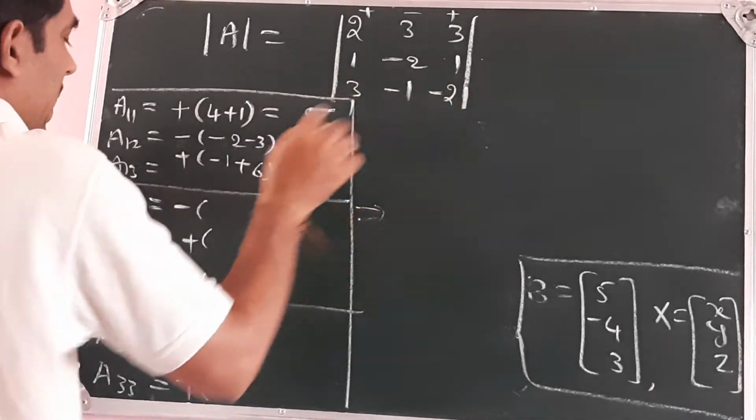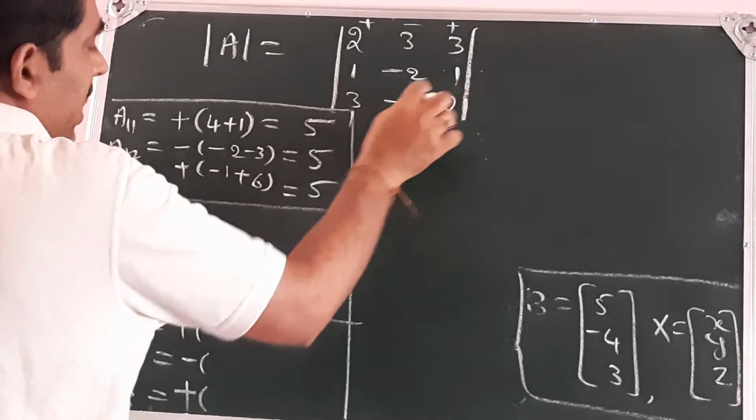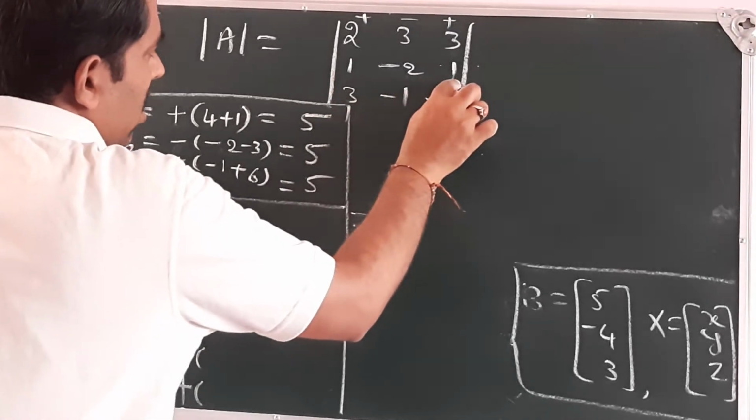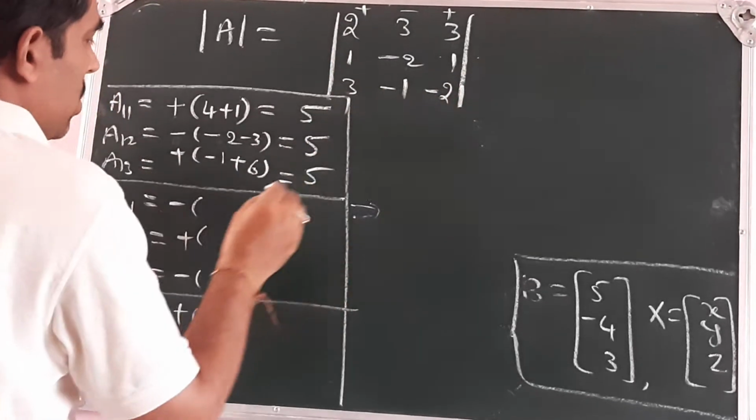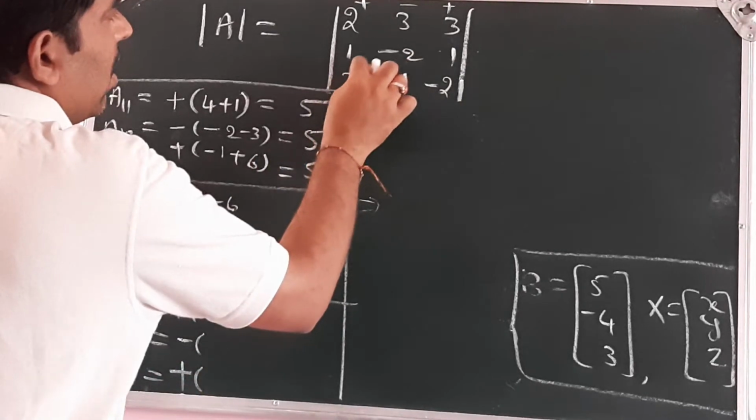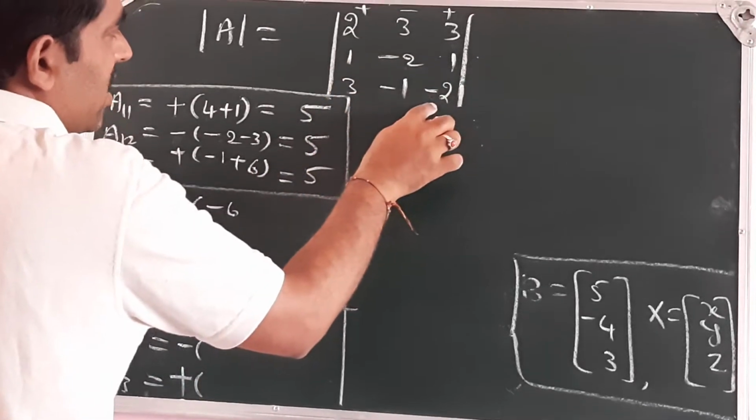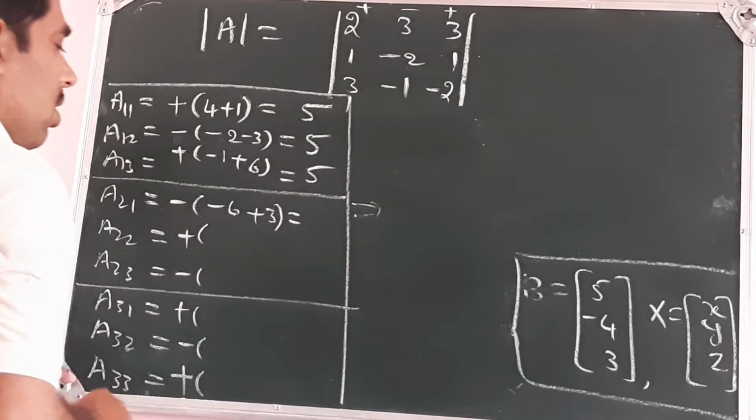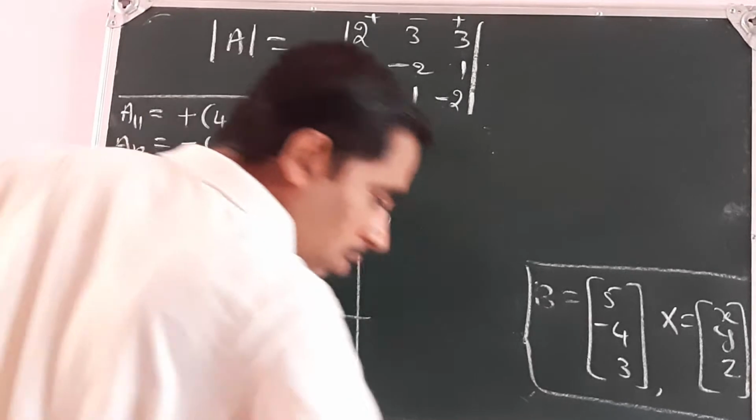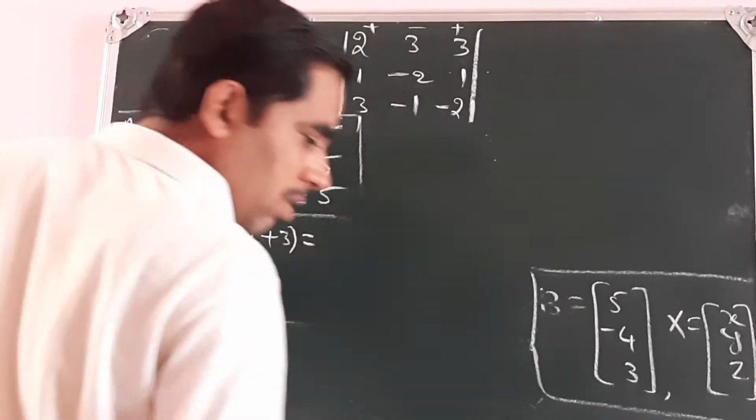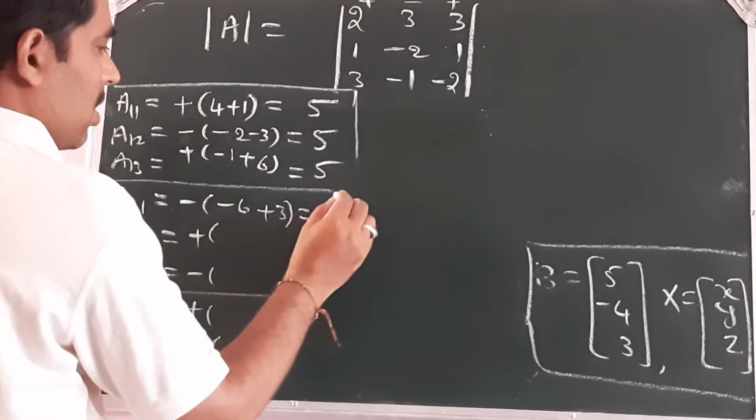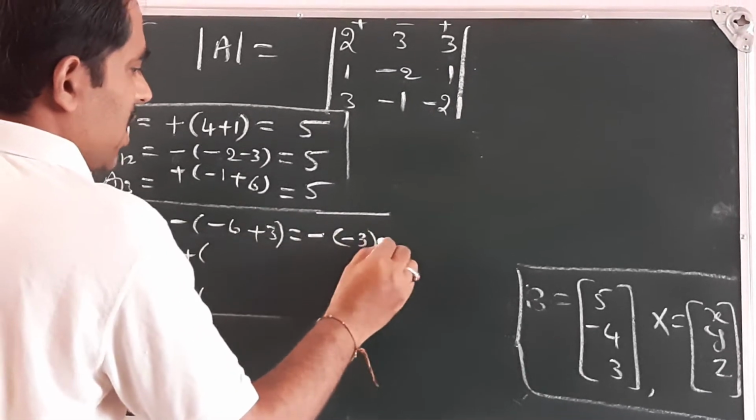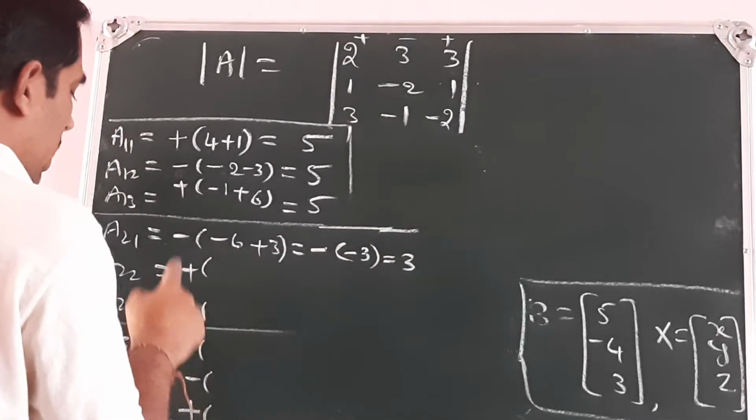See, I move to the second column. Here, second row, never writing this column. What is the cofactor of 1? 1 means you leave this row and this column. So 3 into minus 2, that is minus 6. Minus 6 minus of minus 3, that is plus 3. Then minus 6 plus 3, that is minus 3. So minus of minus 3, that will be what? 3.